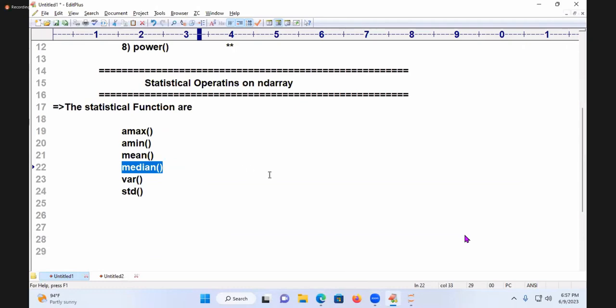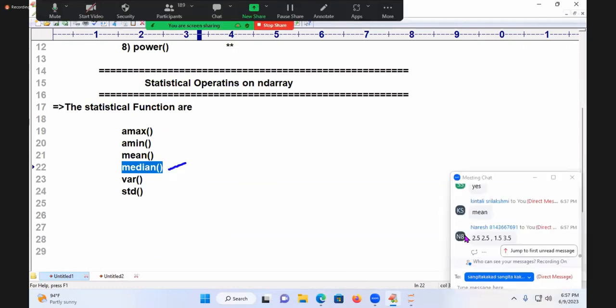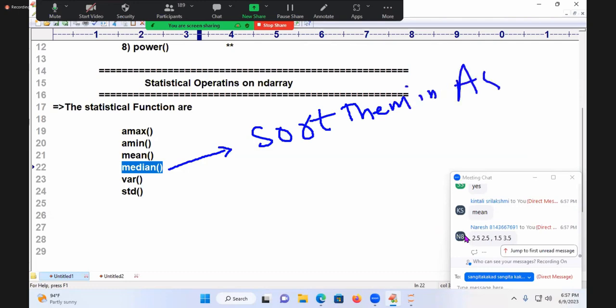Next operation is median. I want to go for it. What is the median, sir? Median is nothing but, first, it will take all the elements of the ND array, sort them in ascending order, and select the center element.